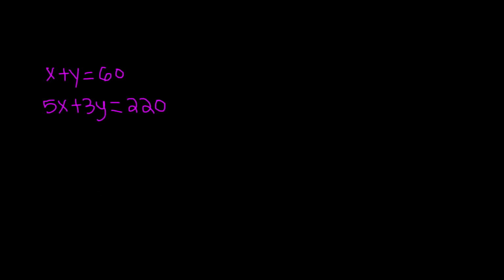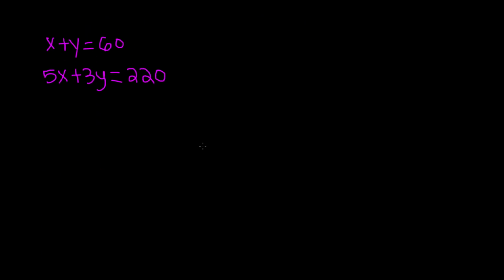Now let's do another example, which is x plus y is equal to 60 and 5x plus 3y is equal to 220. So we need to first find the value of one of the variables. So let's say that we find the value of y in our first equation. So we have x plus y is equal to 60. So let's eliminate x so that we can get y by itself. So we get y is equal to 60 minus x.